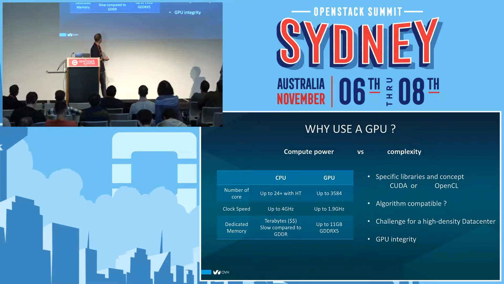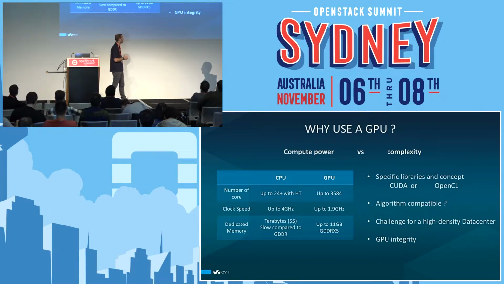Also, the memory is dedicated on a GPU and is very specific. You cannot change it, but it's high-speed memory. Of course, on a CPU, you can put terabytes of memory if you want, but it costs a lot, but you can. So the GPU is very interesting for the number of cores, but as I said, very specific. You need algorithms that are compatible to use it. If you have an algorithm doing only one thread, it will not help you. You need to use specific libraries like CUDA or OpenCL. So that's for the software part. If you have all these conditions, the GPUs are very cool.